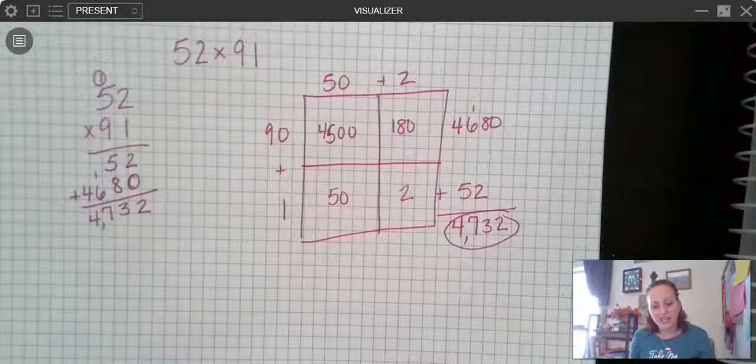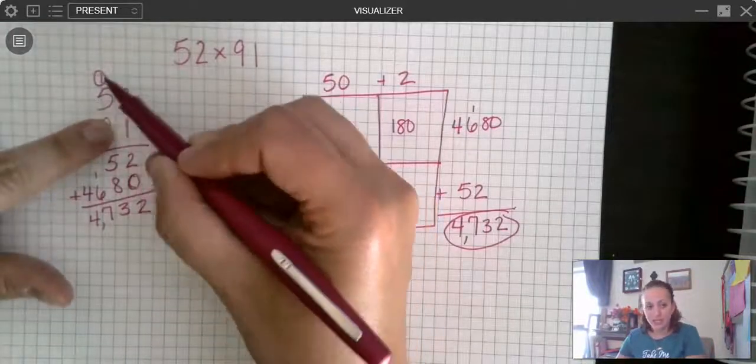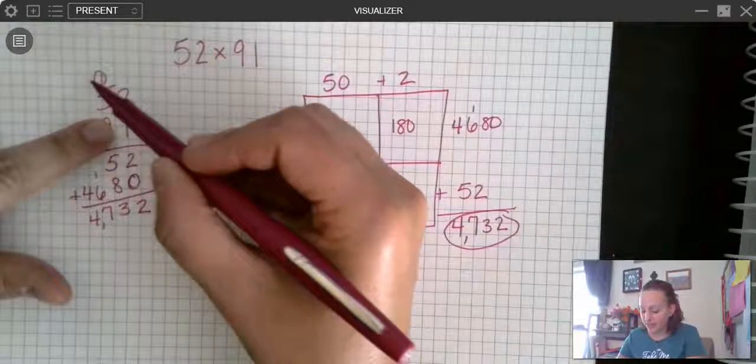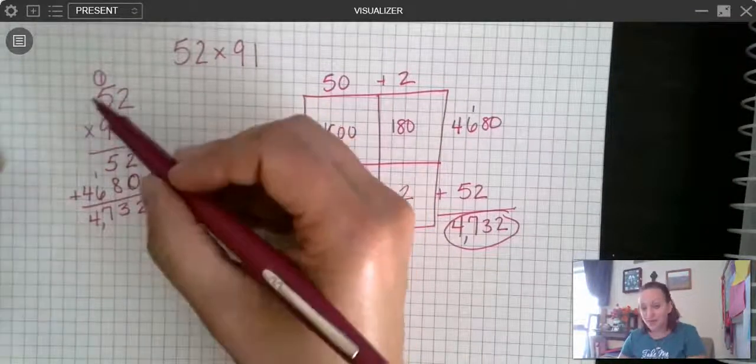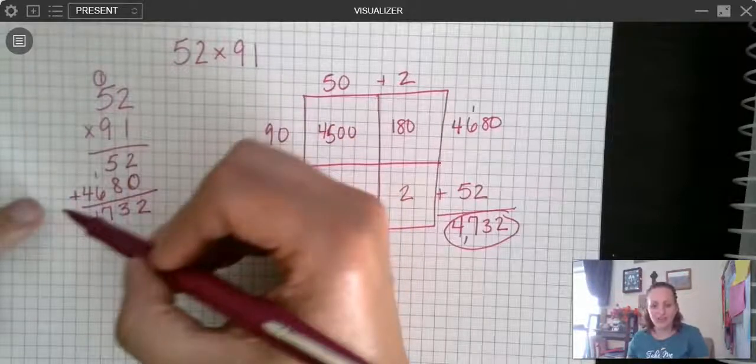All right. So right there's our standard algorithm. Remember, we multiply the number in the ones place. You have to remember your regrouping. Then we drop our 0, multiply the number in the tens place. Remember your regrouping. Add together, and you get your product.